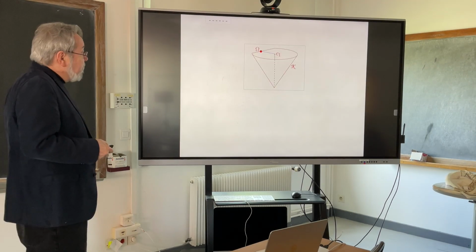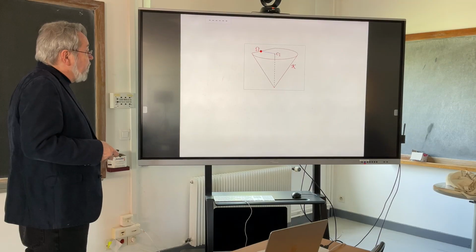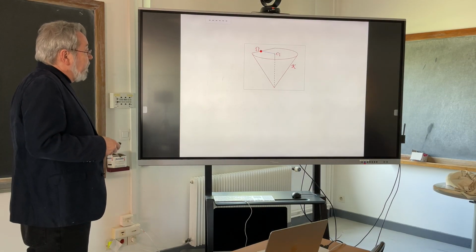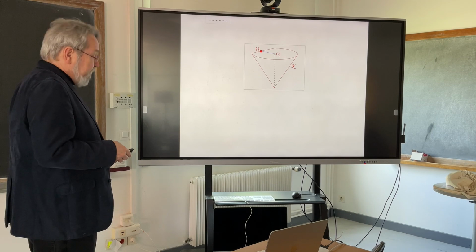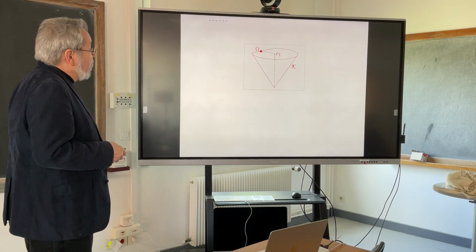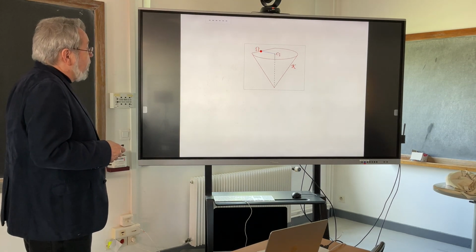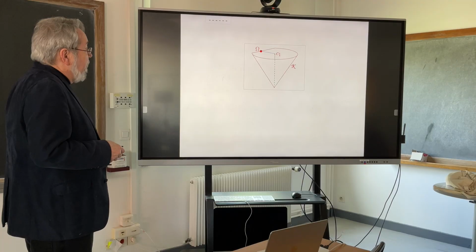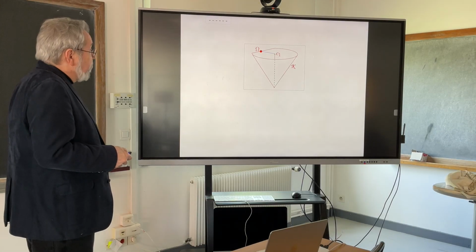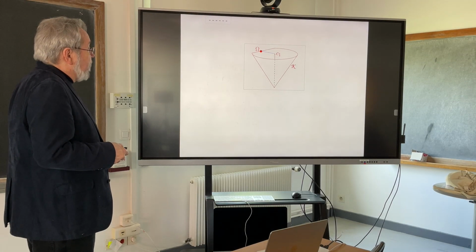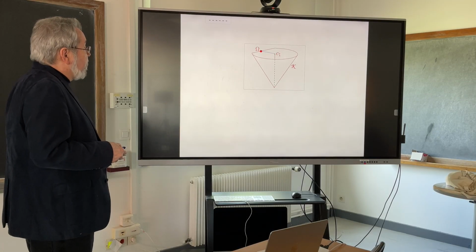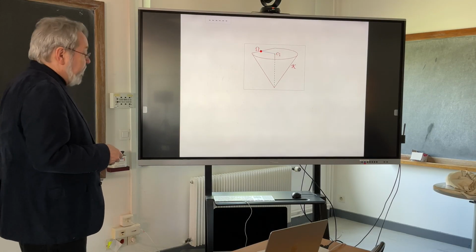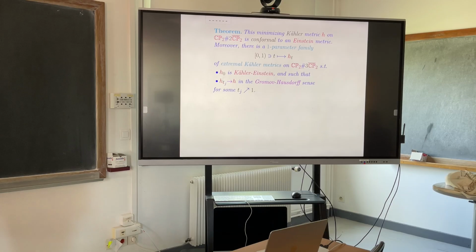So on CP2 blown up at 3 points, there is a cone of classes in the second cohomology which are Kähler classes of Kähler metrics, and for the Kähler-Einstein metric, the Kähler class would actually be the first Chern class, and now you want to go off to the edge of the Kähler cone.